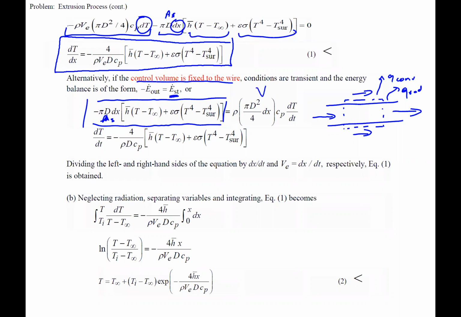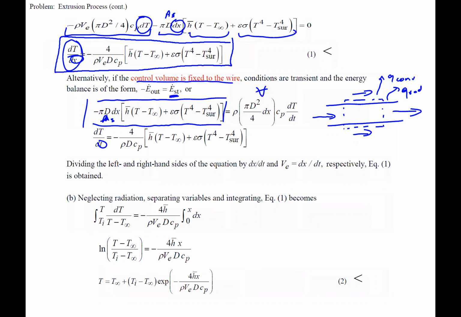This is our volume right here in the parentheses. So density, volume, specific heat, dT over dt. If we rearrange that, you see we have temperature as a function of time, where this one is temperature as a function of distance, right? So we have distance, which is what we want. This has time. So if we wanted to get this derivation in the form of that, we would need to use velocity to get there, okay?